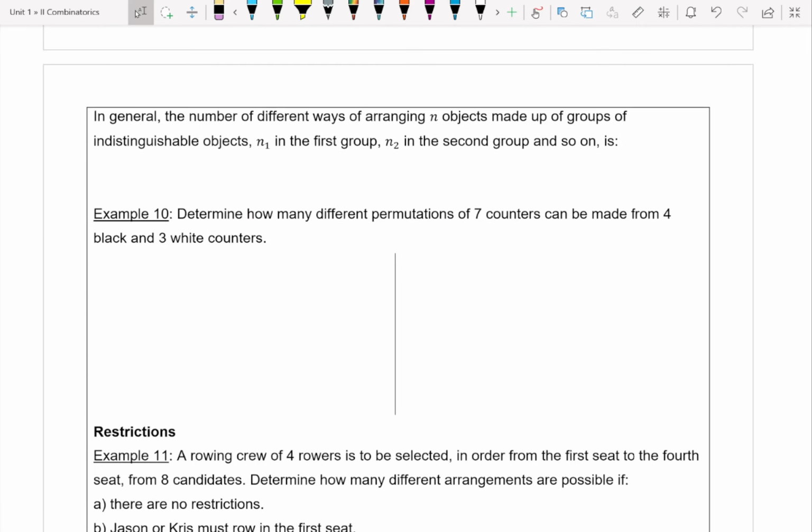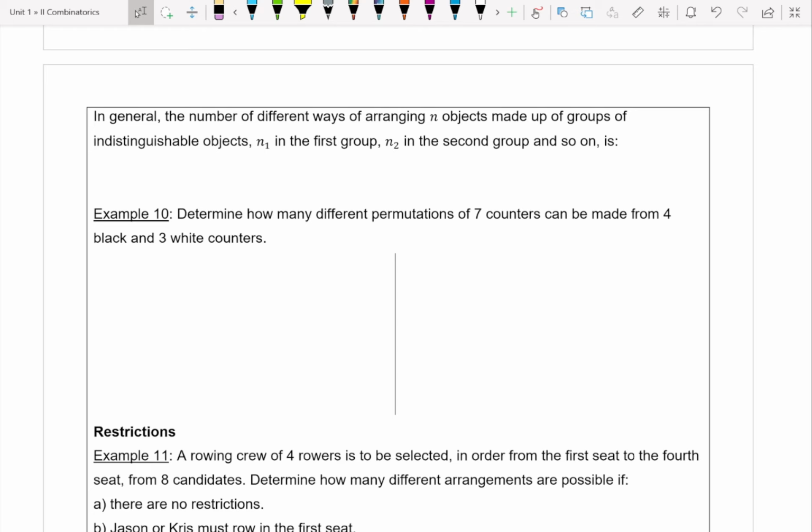So in general, the number of different ways of arranging n objects made up of groups of indistinguishable objects, that means everything in the first group is indistinguishable from each other. So if they were all of the same letter, or maybe all red counters, then they're going to be indistinguishable. If we give them numbers, then they become distinguishable because we can tell, oh, this red counter has a 1 on it, this red counter has a 2 on it, so those two have to be different. So that's sort of where the indistinguishable comes from.